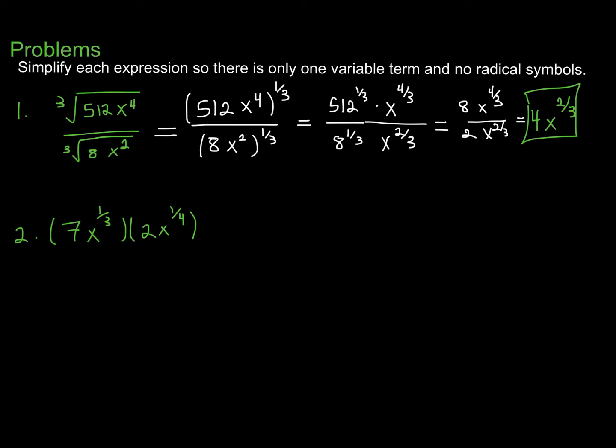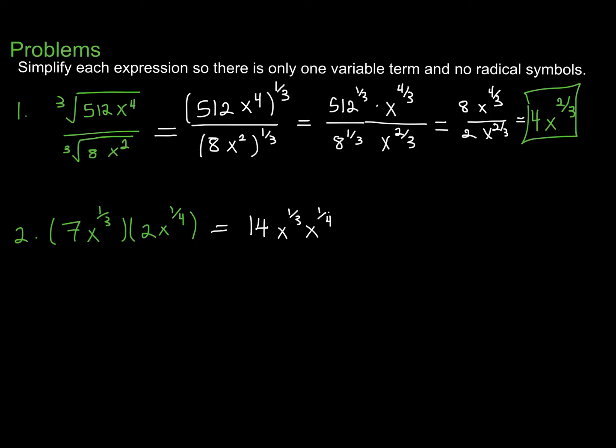All right, this second one here is a lot simpler in my opinion. We're only multiplying here. So remember, when we're multiplying, order doesn't matter. So we can go ahead and multiply 7 times 2 times x to the 1/3 times x to the 1/4. And 7 times 2 is simply 14. So we have 14x to the 1/3 times x to the 1/4.